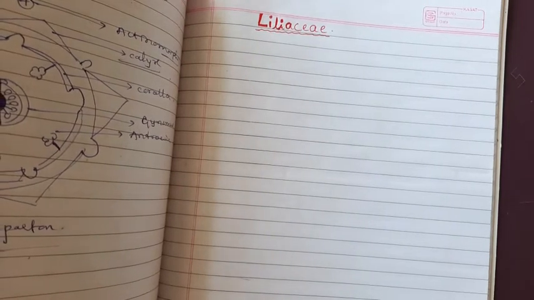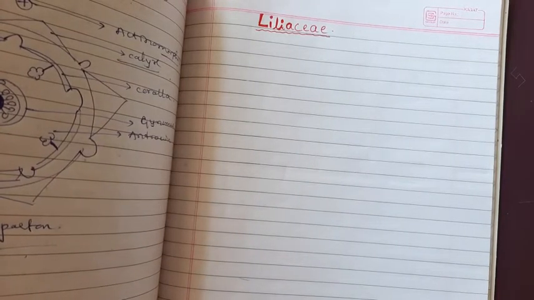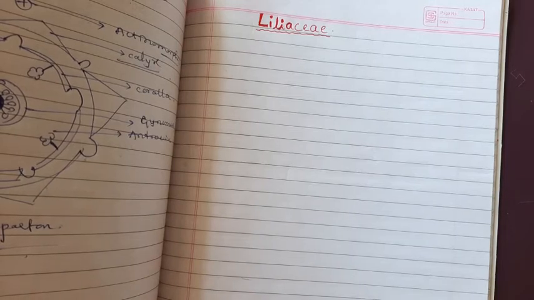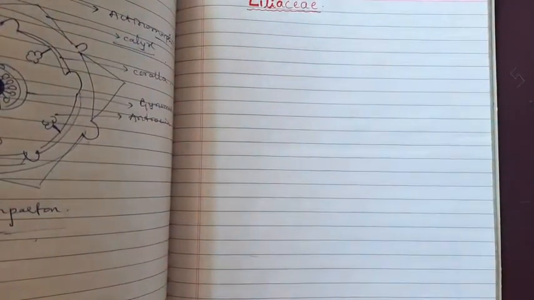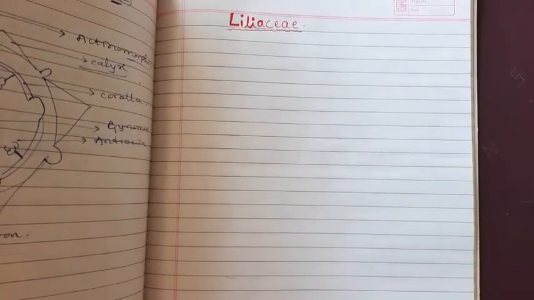Examples for Liliaceae are onion, garlic, etc. Okay, Allium cepa is the scientific name of onion. Now while explaining the characteristic features or the morphological characteristics of Liliaceae, you have to imagine the plant of onion, okay.